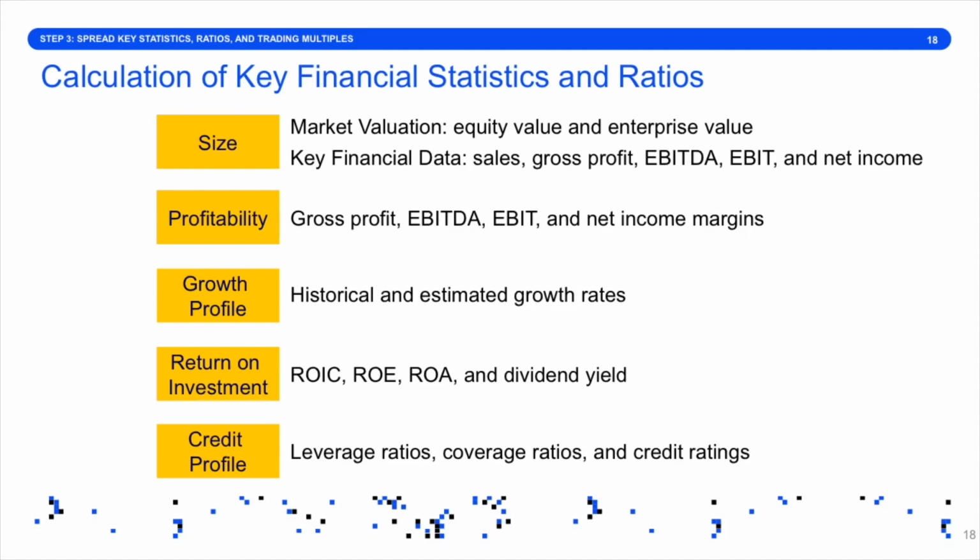Okay, so this is the type of information that you are supposed to know. Okay, these are roughly a laundry list of the accounting terminology that working in investment banking requires you to know. So you need to know what is an equity value, what is an enterprise value, and then sales, gross profit, EBIT, EBITDA, net income, and then the different types of return of investment, return on invested capital, return on equity, return on asset, dividend yield, leverage, coverage, etc. So let's go through them.